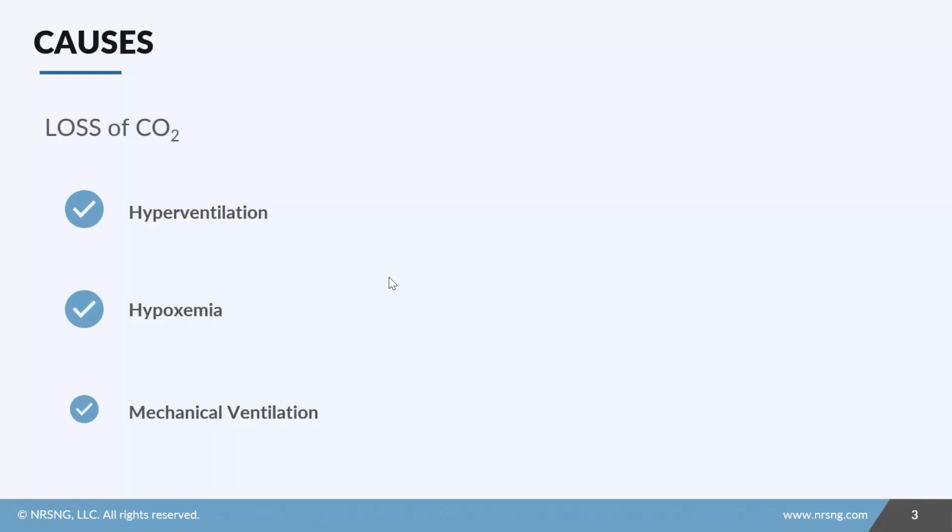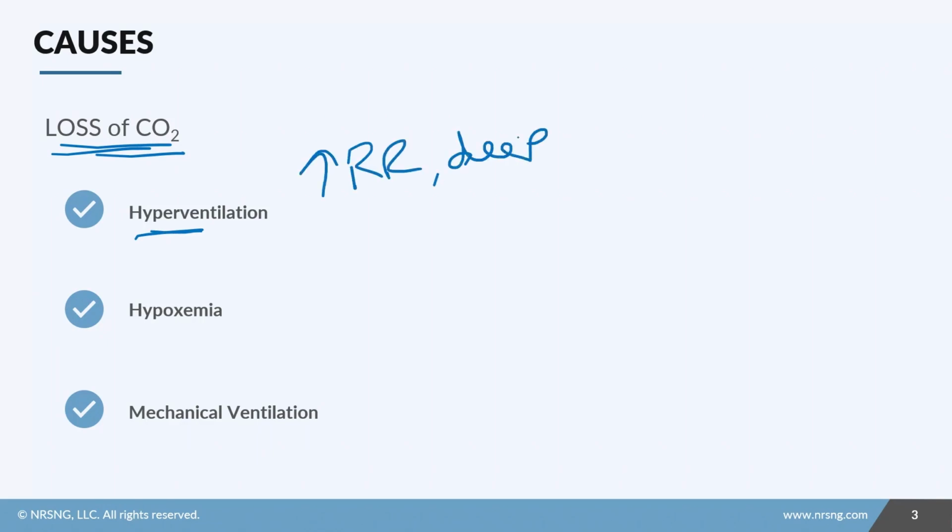Because we know that high CO2 levels equal acidosis, we can reasonably deduce that a low CO2 or a loss of CO2 would cause a respiratory alkalosis. The most common cause is hyperventilation. That could be too fast, or it could be too deep, or both.